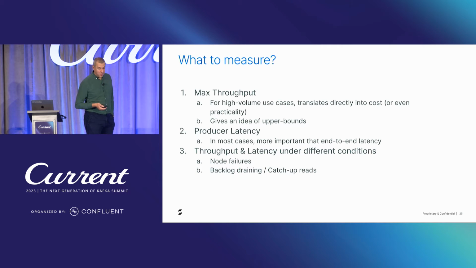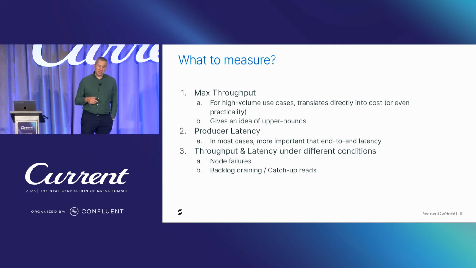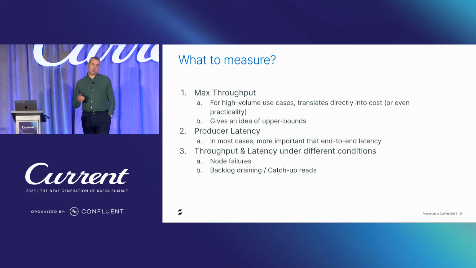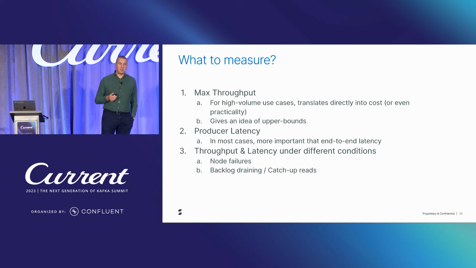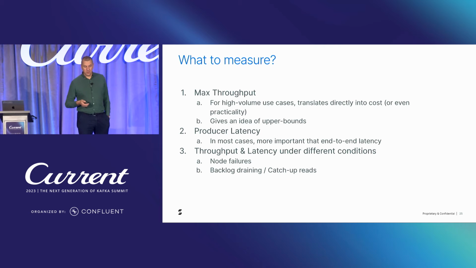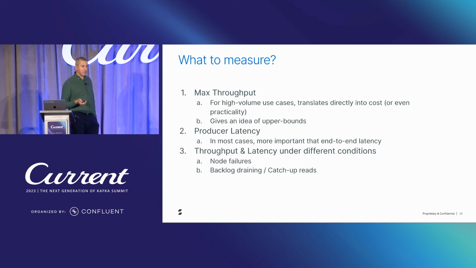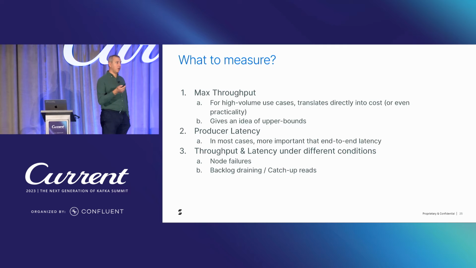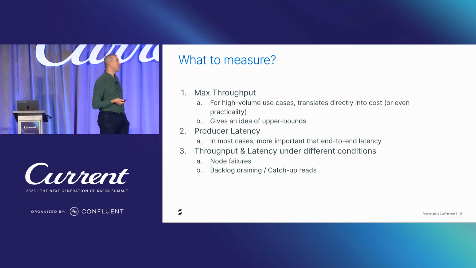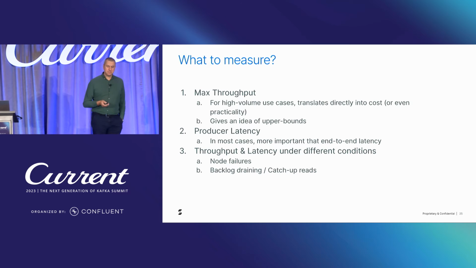And the third one is the same metrics, but tested under different conditions. For example, what happens to throughput and latency if one node goes down? Or what happens if there is a backlog draining scenario, with catch-up reads from disk instead of memory? And how does this affect the throughput and latency?